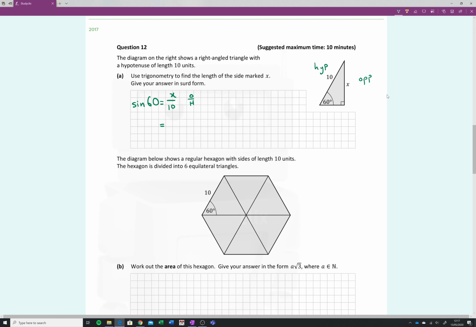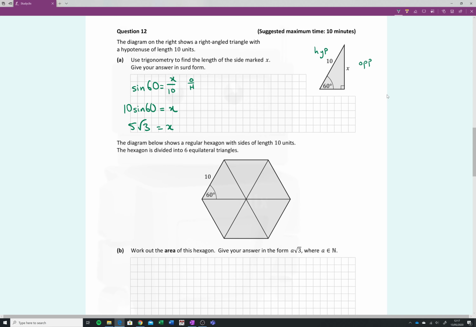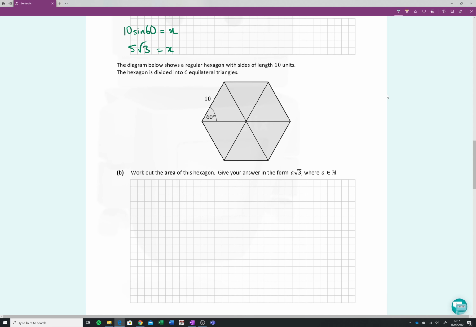And this one's not as bad as the one that we started with, because in order to get x on its own, you just have to multiply both sides by 10. So 10 sine 60 is all you need to type into your calculator. So 10 sine 60 is 5 root 3s. Okay, were they centimeters or anything? No, just said units.